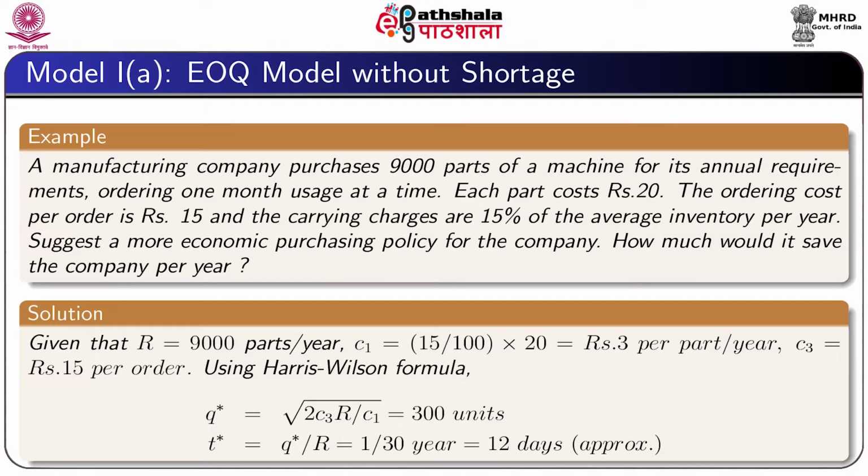So, using this data we can find Q star equal to root over 2 C3 R by C1, which is equal to 300 units, and T star equal to Q star by R, which is equal to 1 by 30 year, that is approximately 12 days. So, that means that if the company uses the optimum order quantity policy, then it must order 300 units every 12 days.